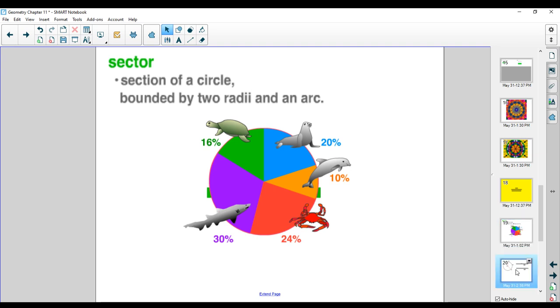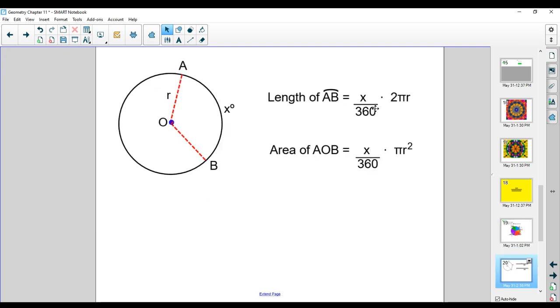So here are your two formulas. The length of the arc, AB, is measured by taking the circumference and finding out what fraction of that circumference is the sector that we're looking for, or the length that we're looking for. Same thing with area. The area of sector AOB is taking the formula for a circle, pi r squared, as the area, and then finding out what fraction out of 360 degrees is that particular sector.